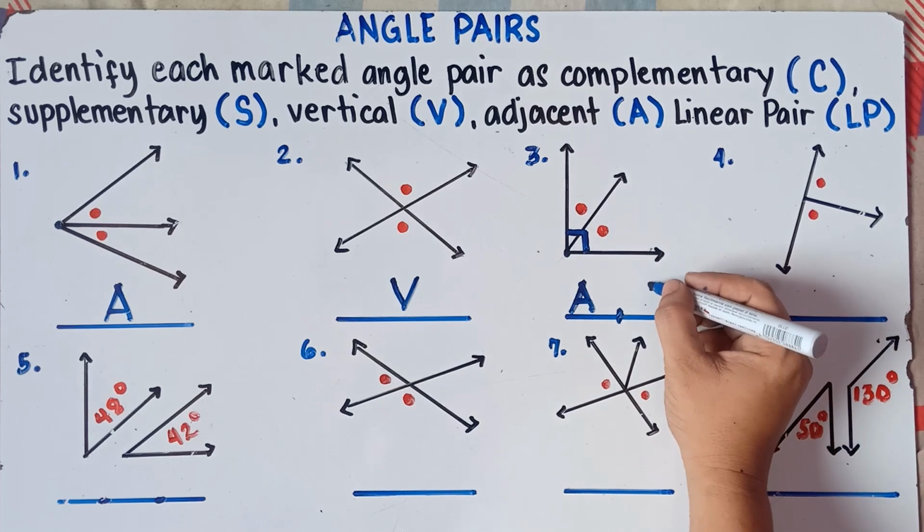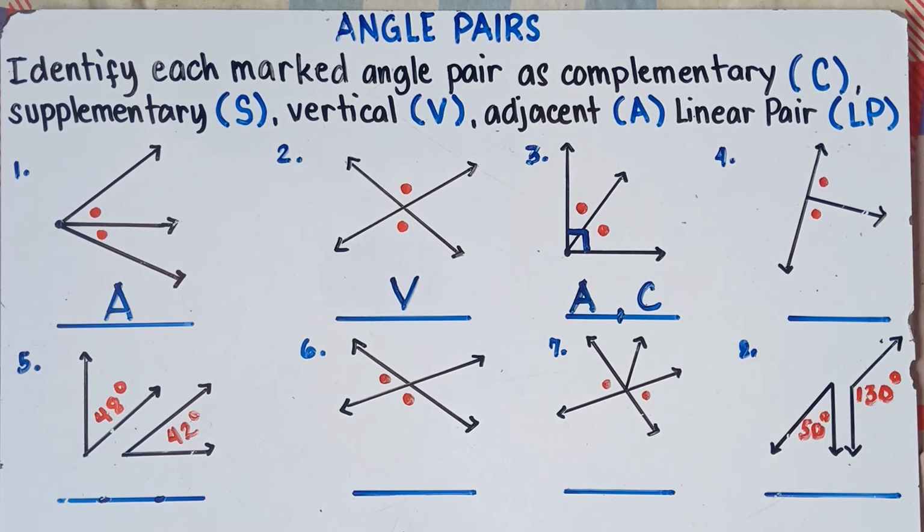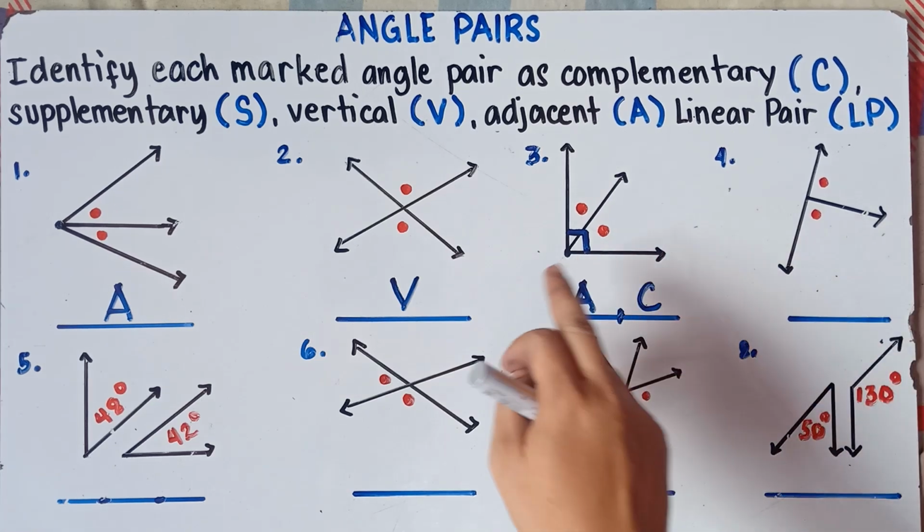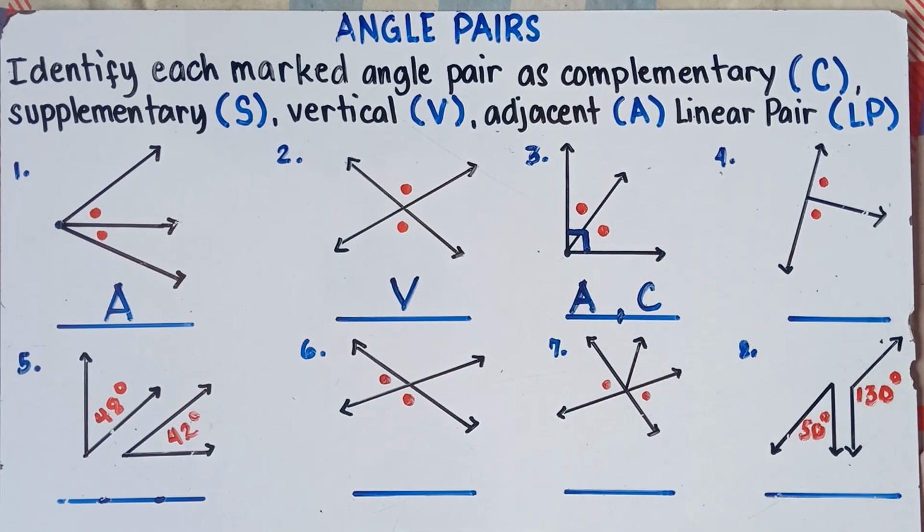So we will also write C. Alright, so therefore, number 3, we have two answers. It should be adjacent angles, and it could be complementary angles. Okay, adjacent angles and complementary angles.